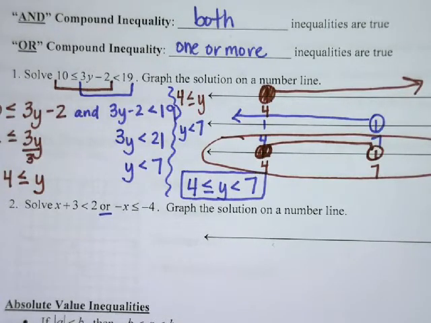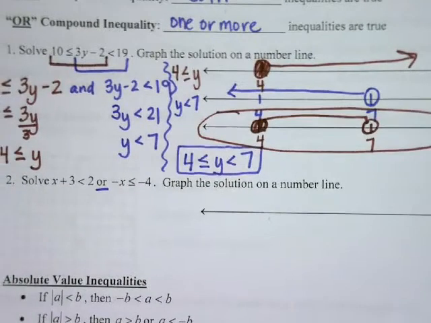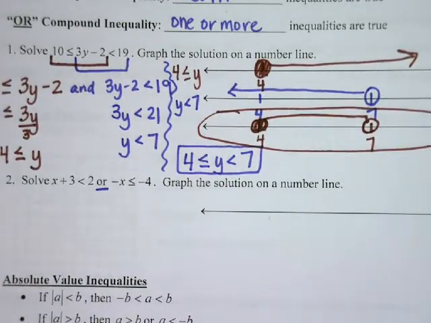Number 2, we have an or. Let's see what happens, and I only gave you one number line this time too, and you'll see what happens when we graph an or. All right, so let's solve both of them. Questions so far?